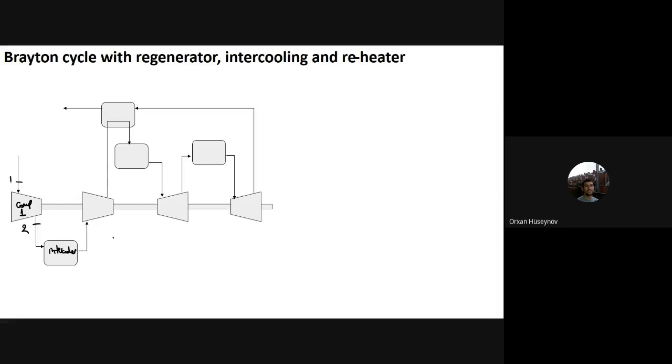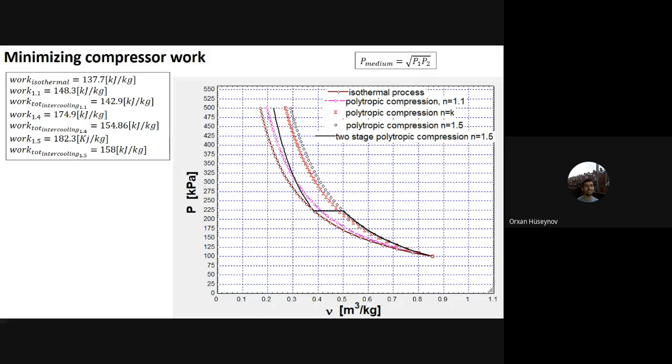Okay, so if you remember from our previous lectures, we looked at the work done by different types of processes. You have isothermal, polytropic compression, and two-stage polytropic compression. And you have seen that the best efficiency is with this one and with that one. This one is not always possible, and therefore we are using this one, two-stage polytropic compression. This means that here you can see the pressure is constant, and here you will have the cooling process.